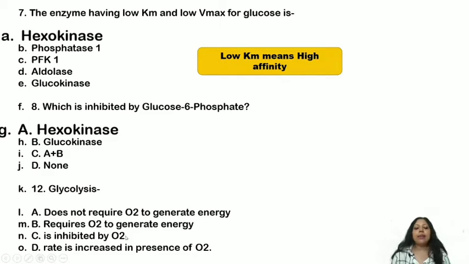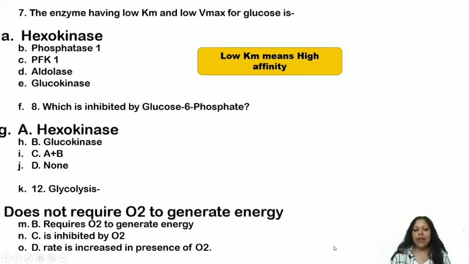Glycolysis is inhibited by oxygen? No, it is not the case. And its rate is increased in the presence of oxygen? No. Glycolysis has no effect on the level of oxygen. So, the correct answer is the first one, that it doesn't require oxygen to generate energy. Although without oxygen it generates less ATP, but still it is generating ATP in absence of oxygen.